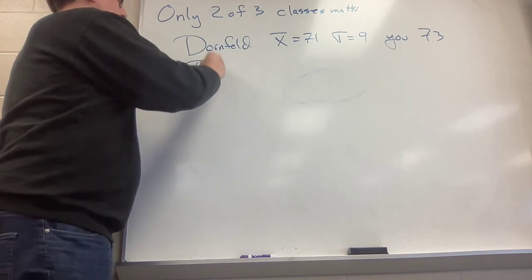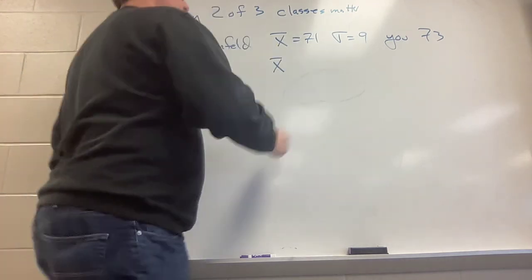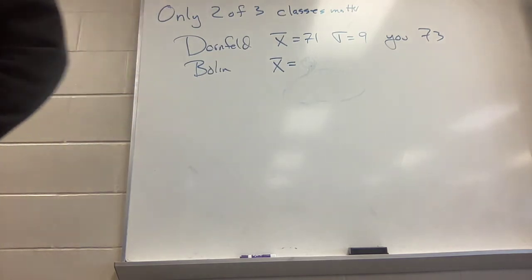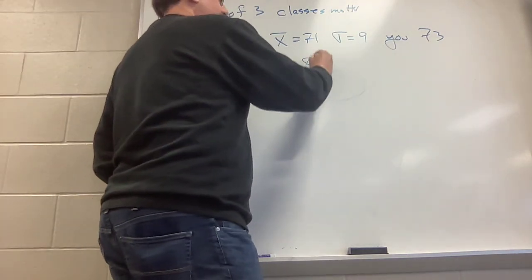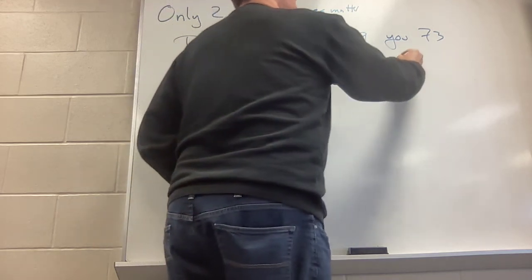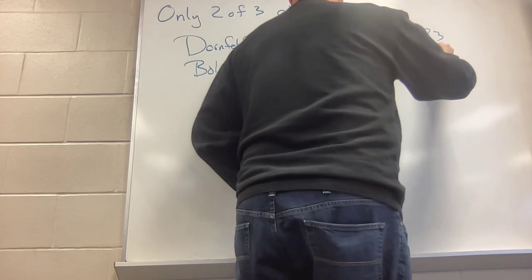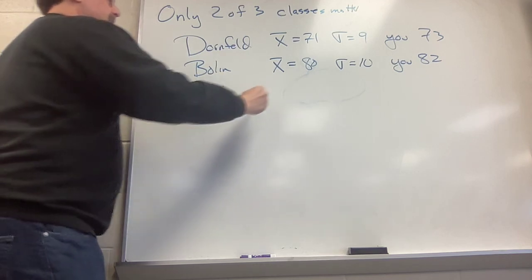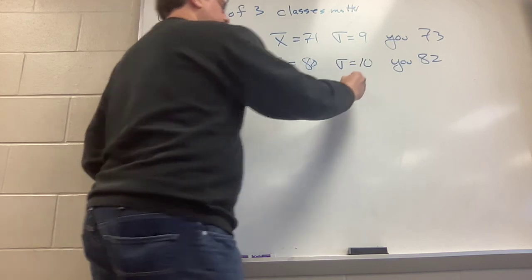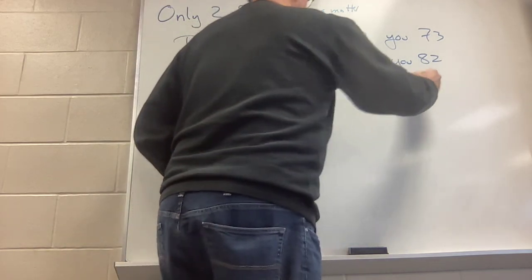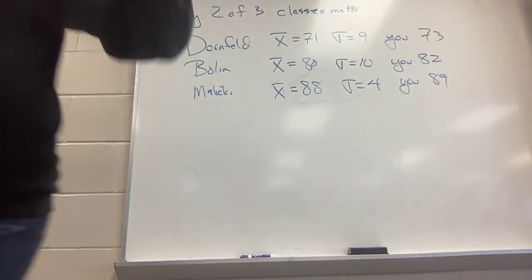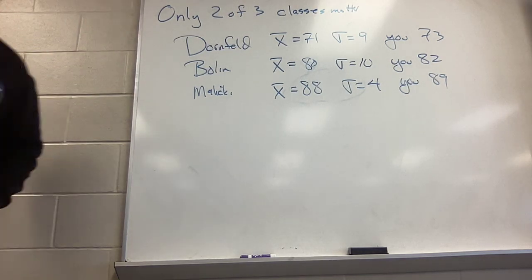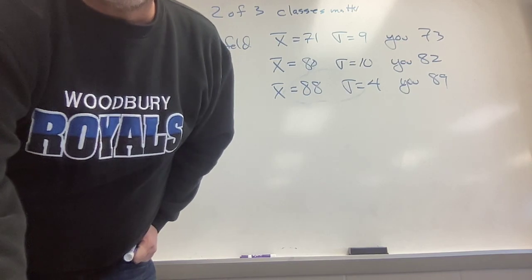In Boland's social studies, the average test score was 80. Somebody said he's a great teacher, but really hard. Okay, great teacher, and it was 80. The standard deviation was 10, and in that class you got an 82. And you were in Malachi's other math class, and his test average was 88. The standard deviation was 4, and you got an 89. The first thing I'm asking you to do is to figure out the z-scores for each. So we'll do that as I'm stopping the recording and starting a new one, because I have to stop every 15 minutes. See you, Molly.